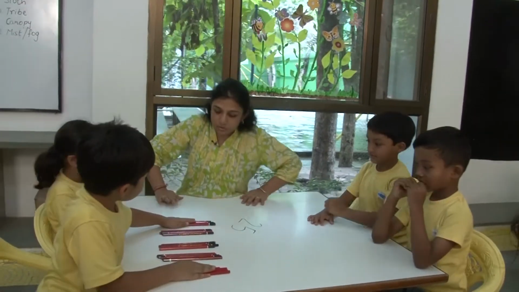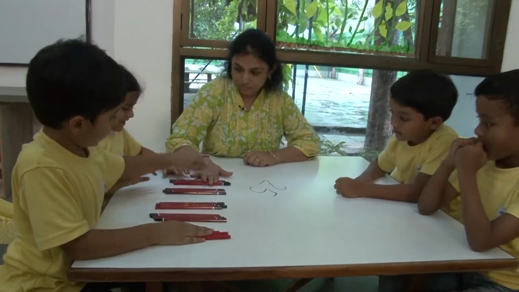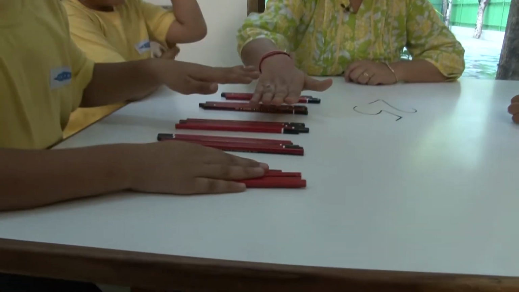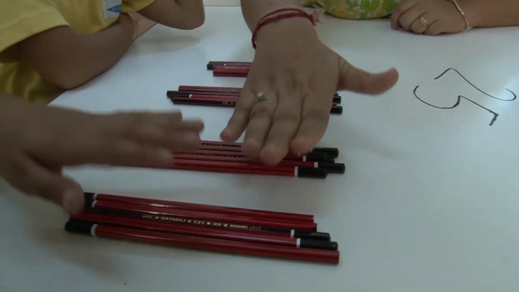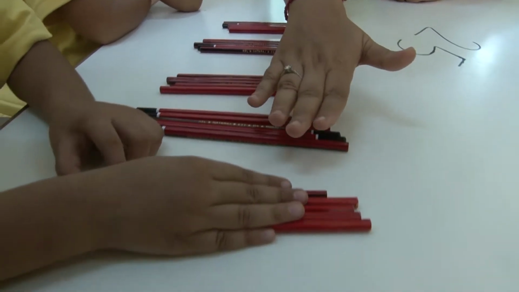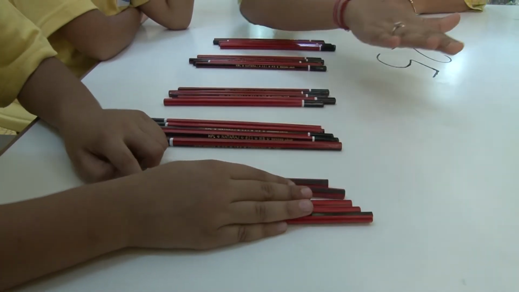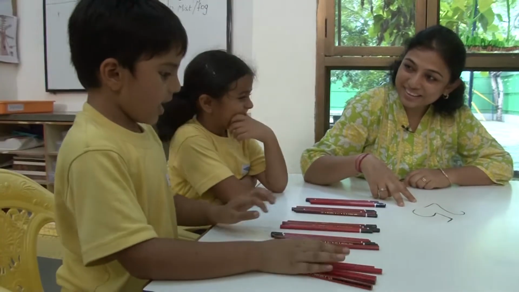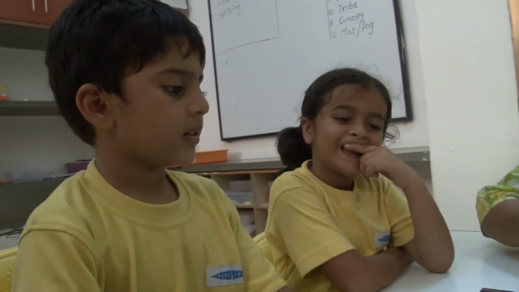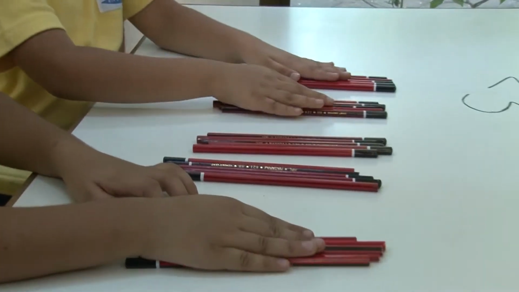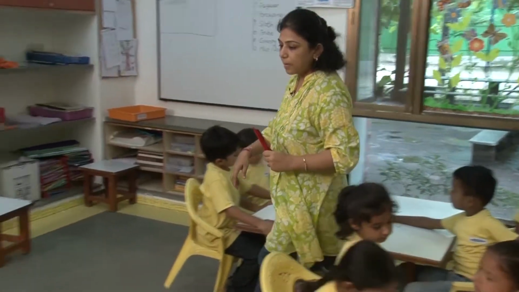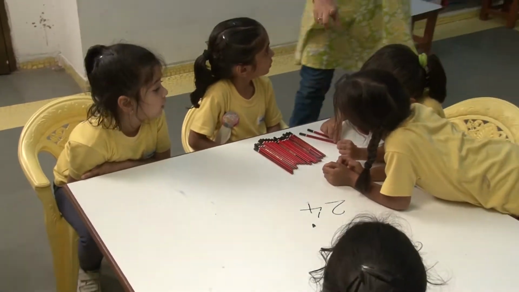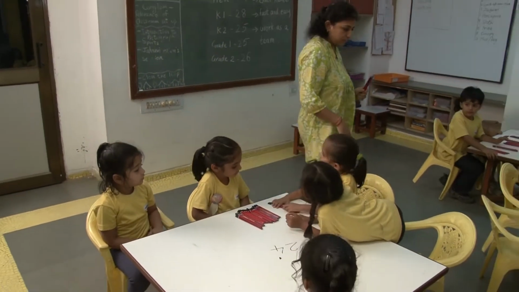Okay. Now let's count. 5, 10, 15, 20, 21, 22, 23, 24, 25. Is it the number? Yes. Okay. Lovely. Do you think this is faster? Yes. Very good. Let me go to another table to see if they have come up with a better strategy.